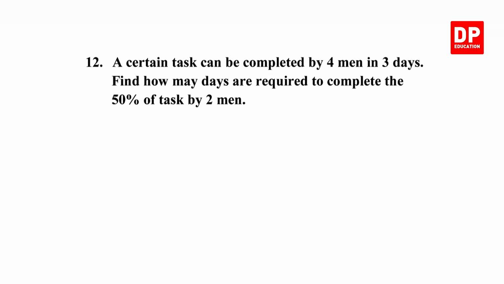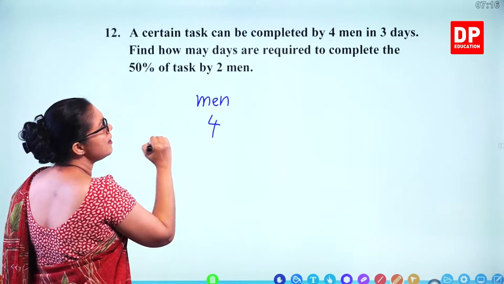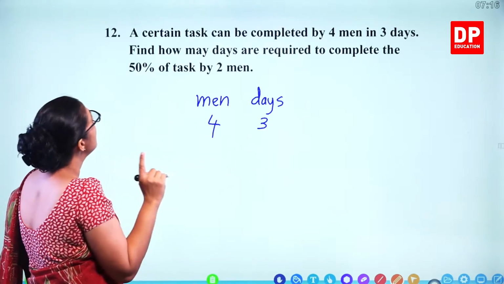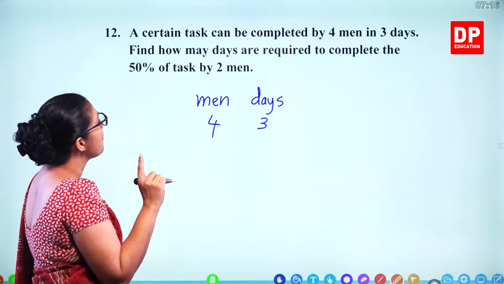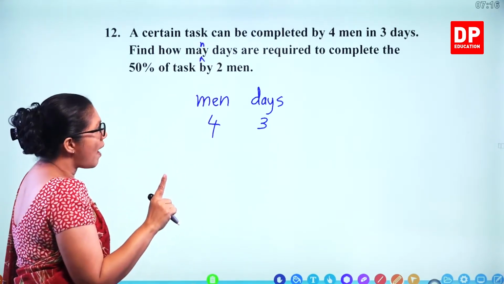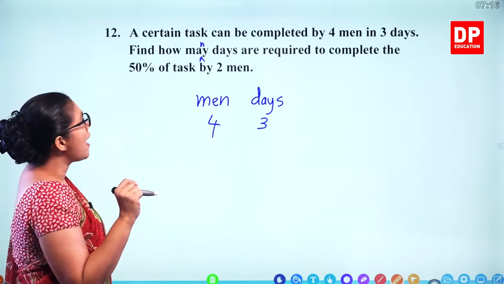Question number 12. A certain task can be completed by 4 men in 3 days. So how many men? 4 men. How many days? 3 days. Find how many days are required to complete 50% of the task by 2 men.